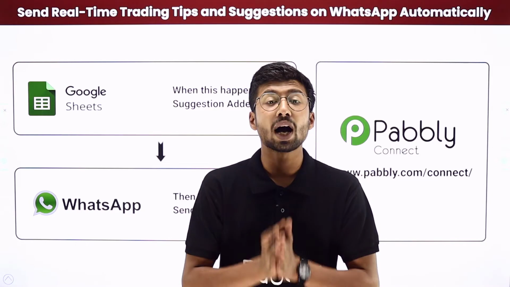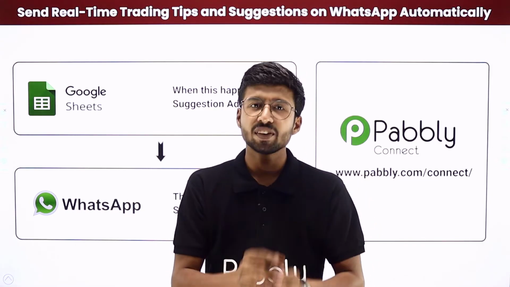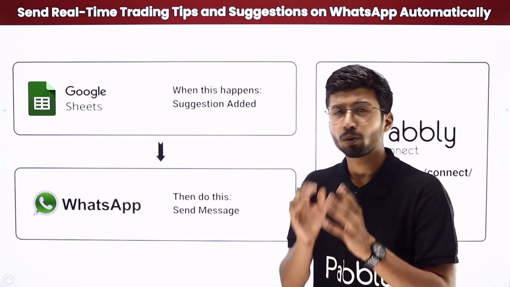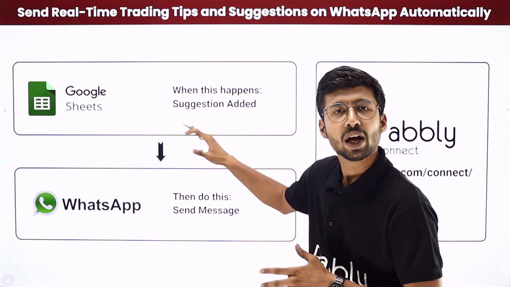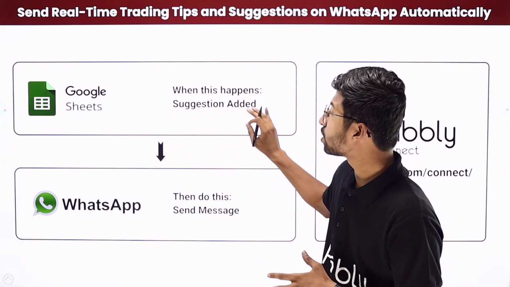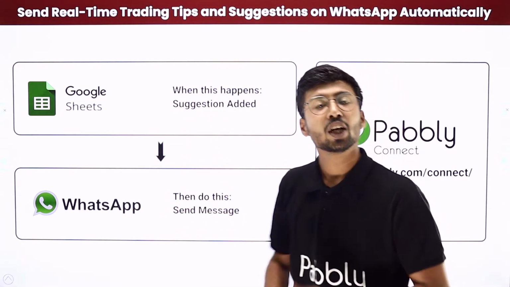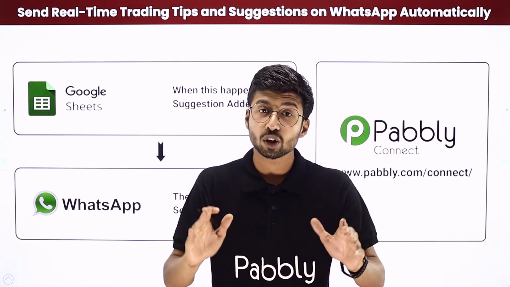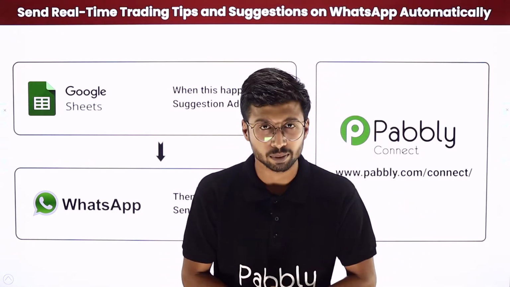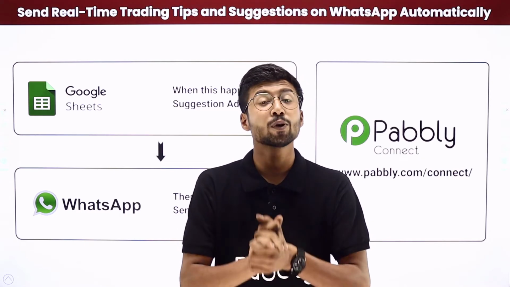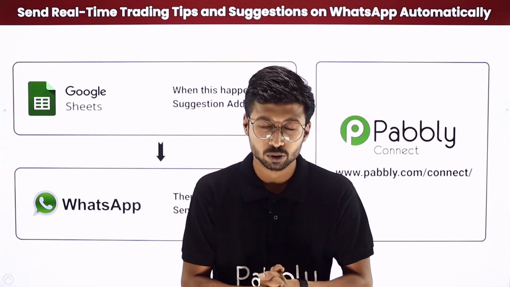So in this video I came up with an automation by which you have to just add the trading tip or suggestion into a Google Sheet row and automatically the same suggestion will be sent as a WhatsApp message to all of your clients, to hundreds of your clients, instantly at the very same time. And that too automatically. You don't have to take any manual steps for this.